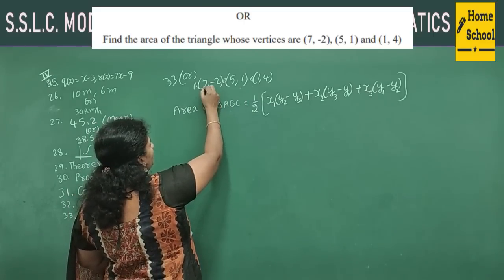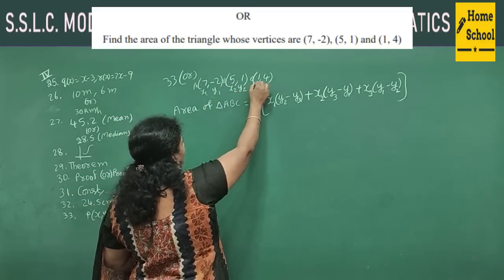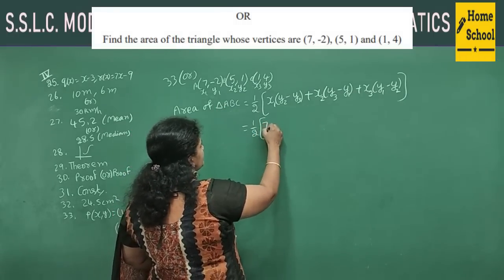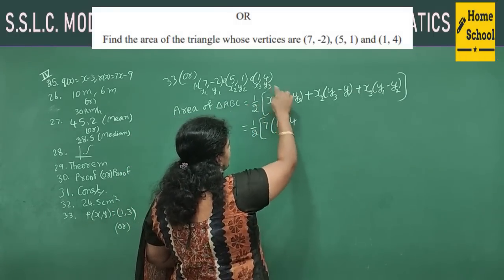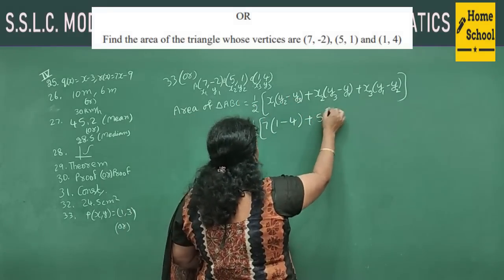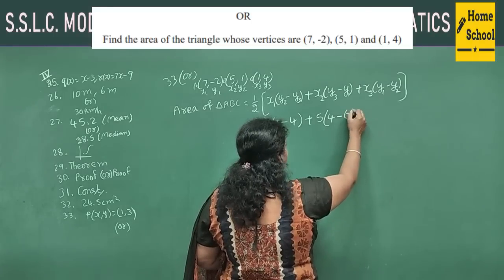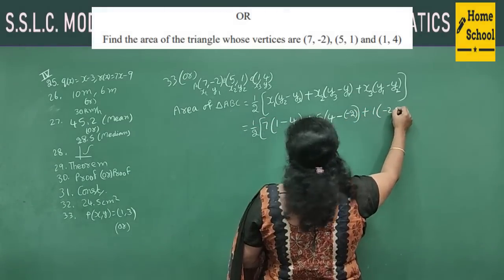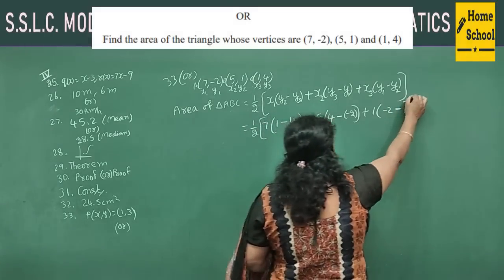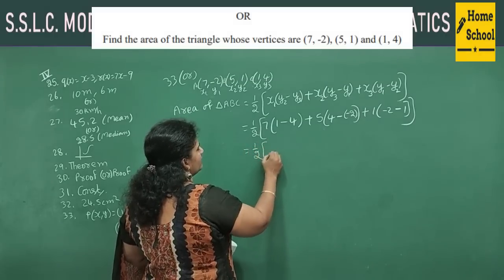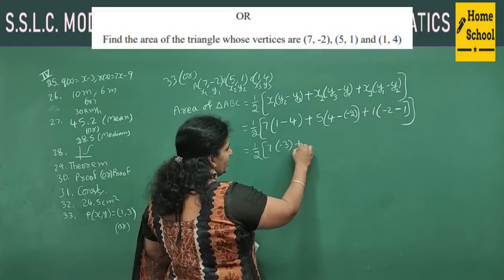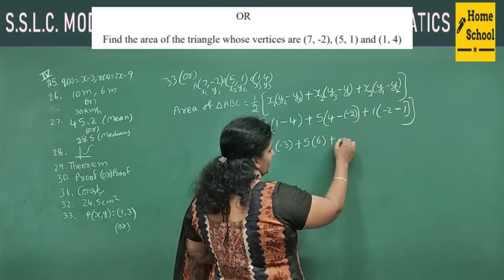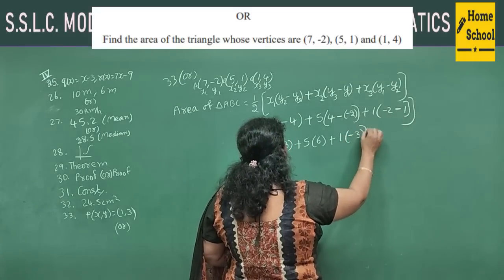Now for these coordinates, mark x1, y1, x2, y2, x3, y3. Substitute in this formula. Half of x1 value is 7, y2 value 1 minus, observe there, y3 4, plus x2 value is 5, y3 value 4 minus y1 value, which is minus 2. So don't forget to keep it in brackets. Plus x3 is 1, y1 which is minus 2, minus y2 value which is 1. So half of 7 into (1 minus 4) is minus 3, plus 5 into, remove this bracket, minus and minus make plus, 4 plus 2 will be 6, plus 1 into (minus 2 minus 1) which is minus 3.